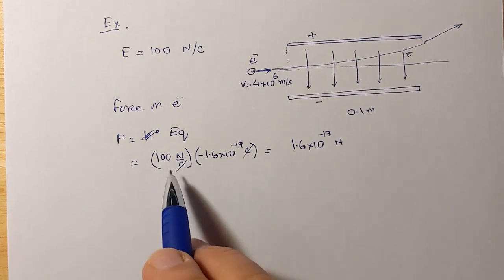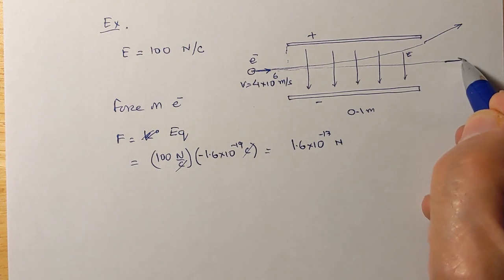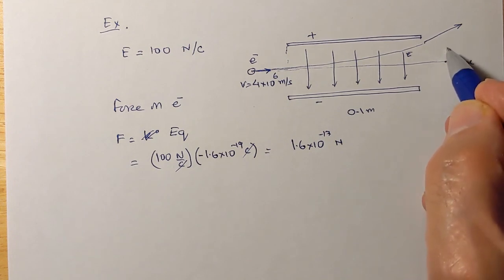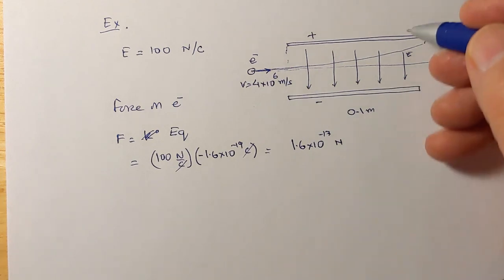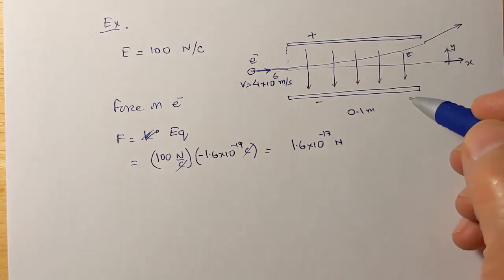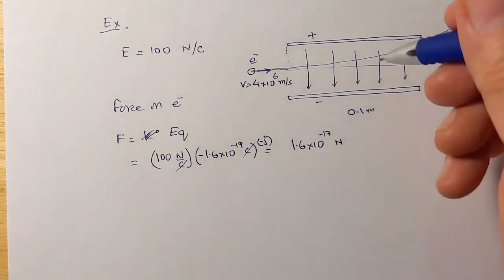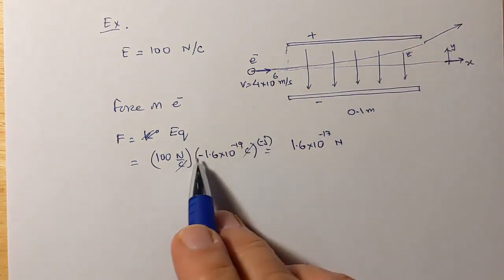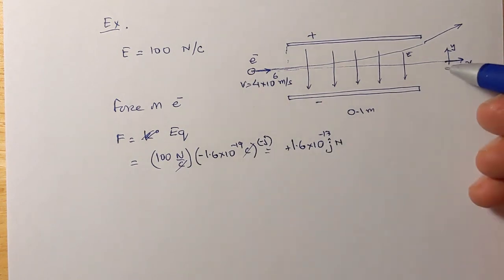Now, what is the direction of that force? If we take this as the x direction and this as the y direction, so this is i and this is j, the electric field is pointing in the negative j direction. So we have a negative j direction for the direction of the electric field. The two negatives will make this positive j. So the force is in the upwards direction.